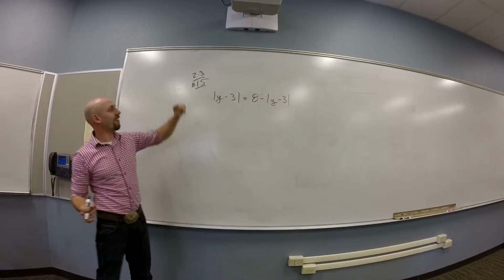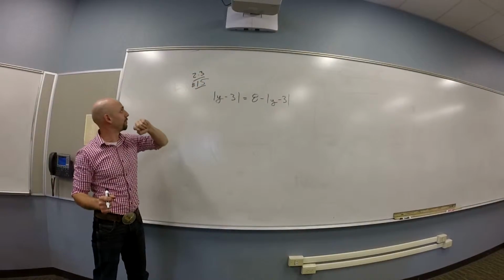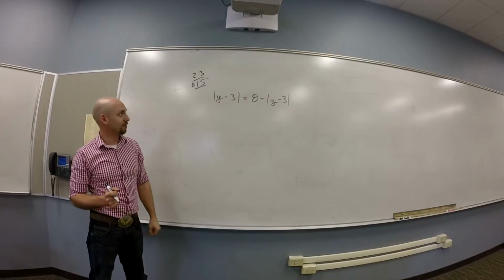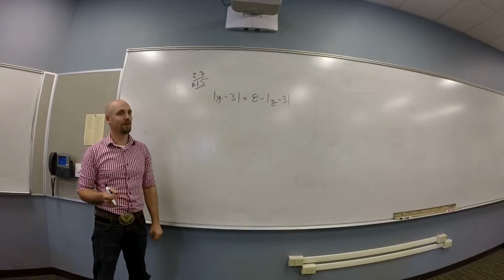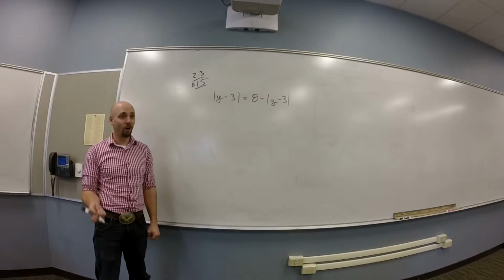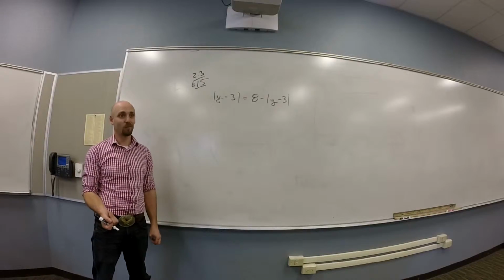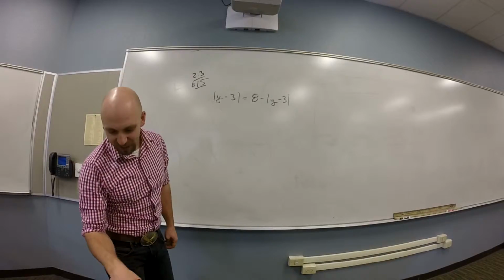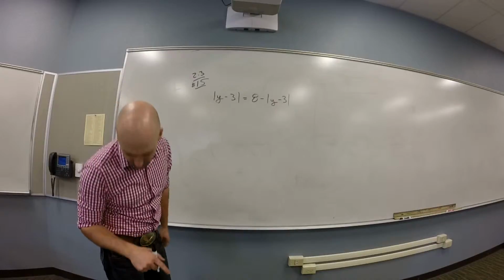Okay, so I want to do number 15 in 2.3, which says I have the absolute value of y minus 3 equals 8 minus the absolute value of y minus 3. And I'm supposed to solve for all the values that make this work, right? Find all x values satisfying this equation.